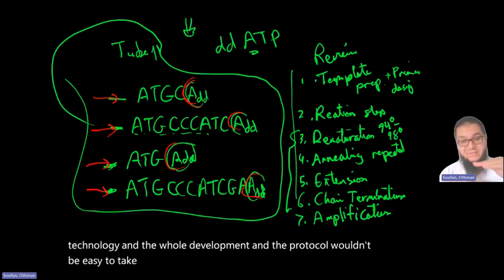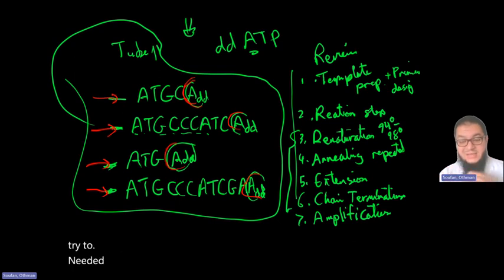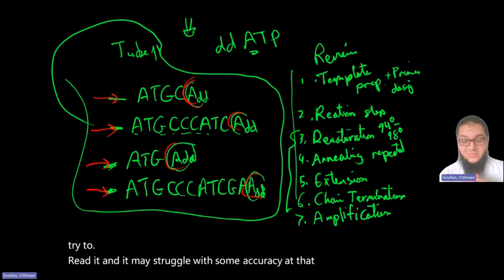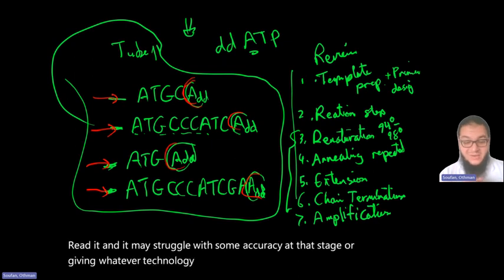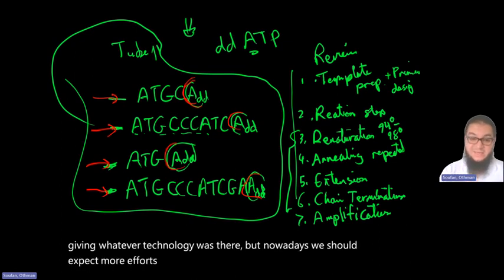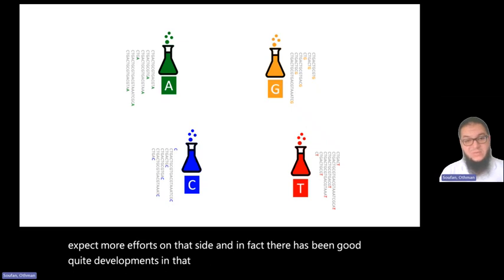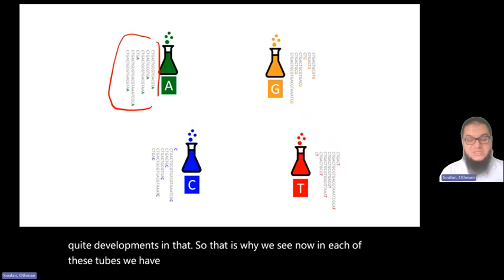The other thing is that the technology and the protocol wouldn't make it easy to give a machine one full sequence of DNA and try to read it. It may struggle with accuracy at that stage, given whatever technology was there. But nowadays, we should expect more efforts on that side, and in fact there have been good developments. That is why in each of these tubes we have sequences of different length.